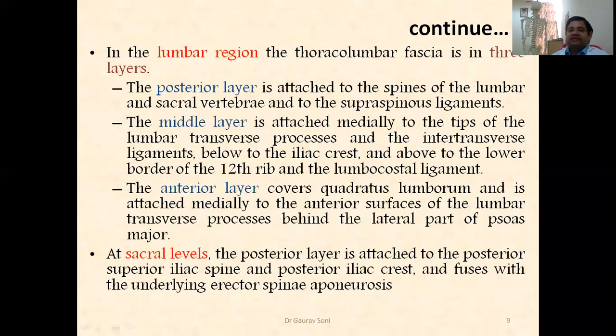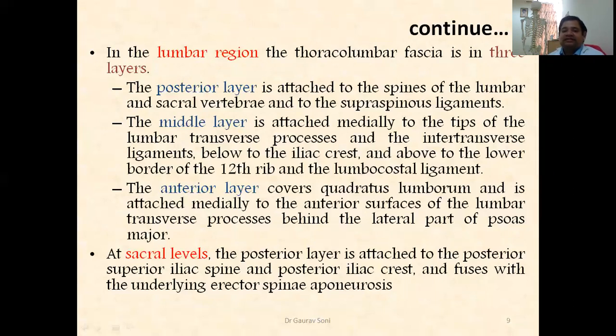Now, the important part is in lumbar. It is divided into three layers: posterior layer, middle layer, and anterior layer. The posterior layer is attached to the spines of lumbar and sacral vertebrae and to the supraspinous ligament. Likewise, the middle layer is attached to the tips of lumbar transverse processes. I told you, again I am going to tell you, this is spinous process, this is transverse process, these are transverse processes. And intertransverse ligament, below to the iliac crest and above to the lower border of the 12th rib.